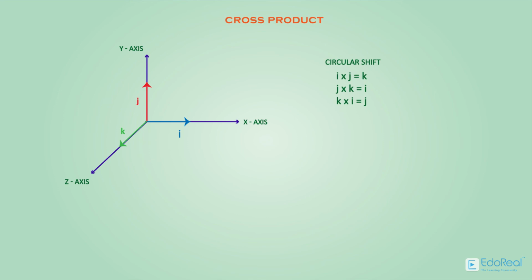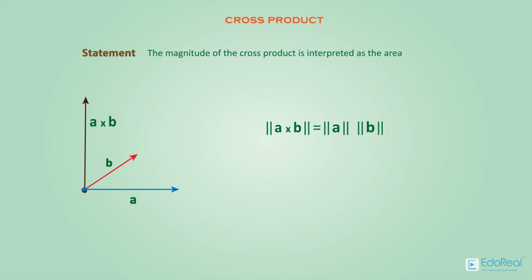As we know, the unit vectors i, j, k are along the x, y, and z axis respectively. The cross product of unit vectors is as follows. If we change the order of i, j, k other than a circular shift, then we get negative signs for the result. In the same way, the cross product of two unit vectors which are along the same axis becomes 0. The magnitude of the cross product is interpreted as the area of the parallelogram having A and B as sides. In this video, we have discussed the algebraic operations on vectors.